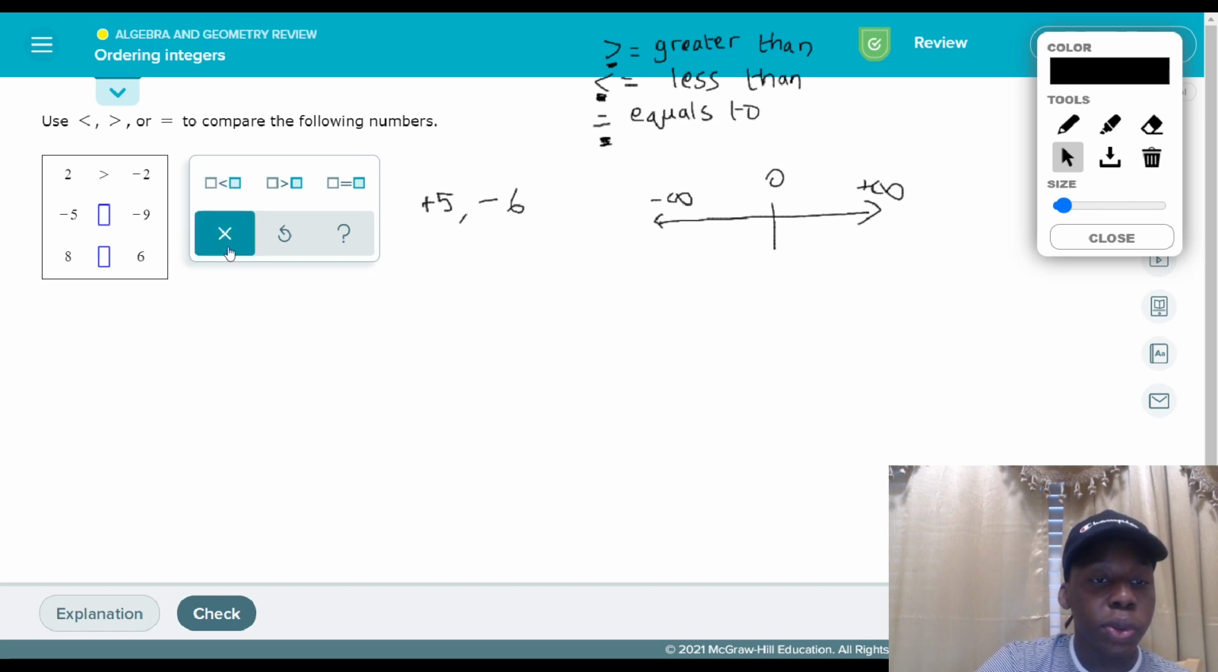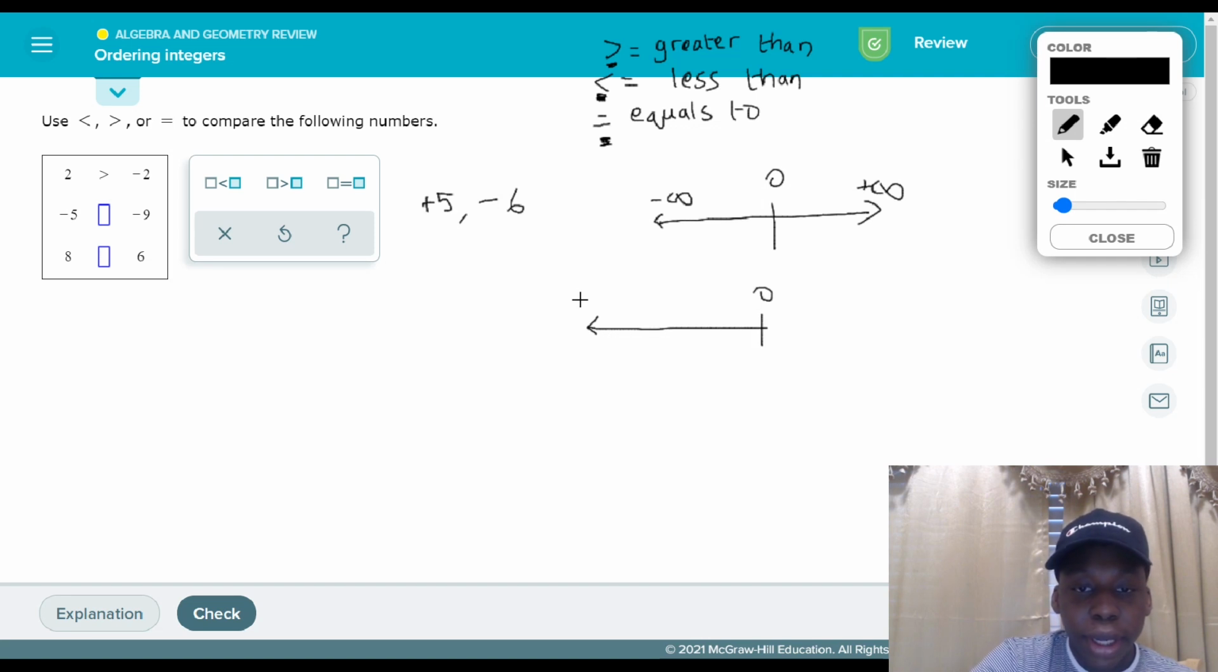Okay, so the next one, we're dealing with two negative numbers. I want to find out which one is greater than which one, or which one's less than. Based on the number line, we're going to be working from negative numbers as well. So what this means is basically saying negative infinity.